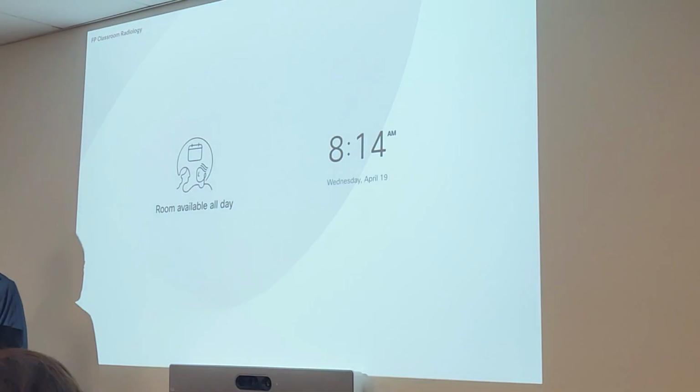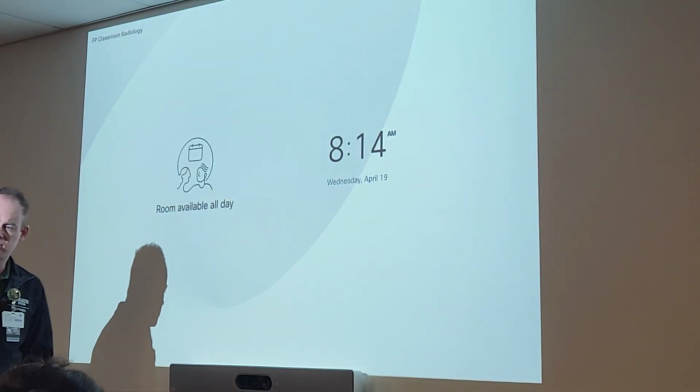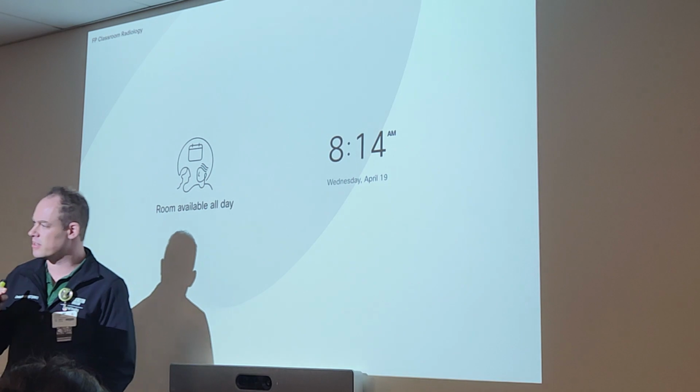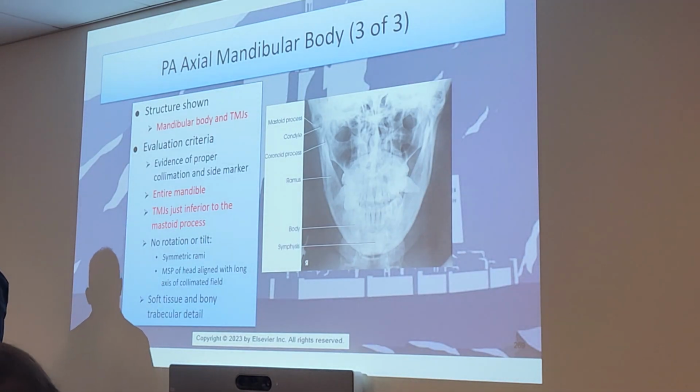Evaluation criteria, of course, we want the entire mandible. When I say entire mandible, that is the condyloid processes down to the mentum. TMJ area down to the mentum.